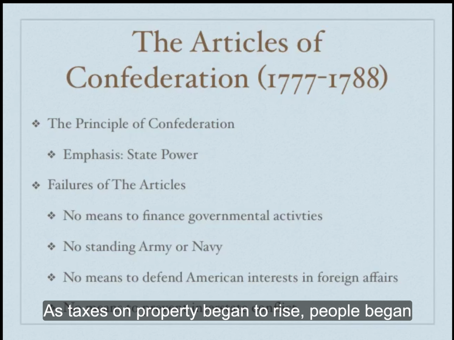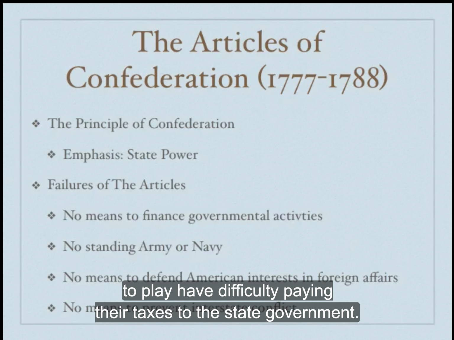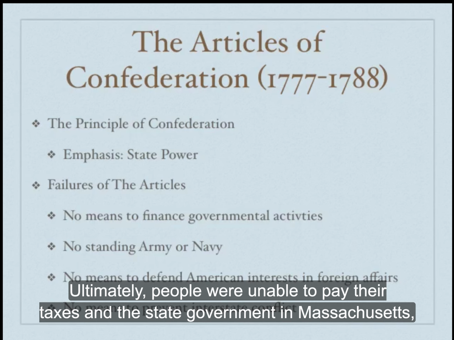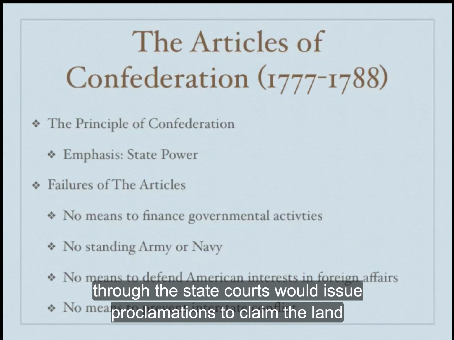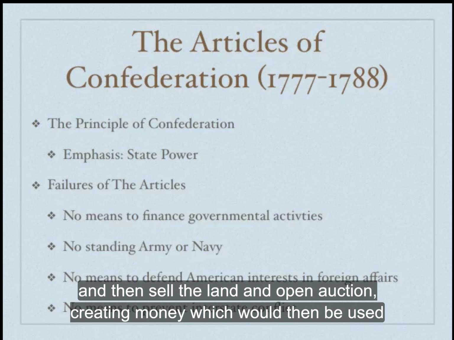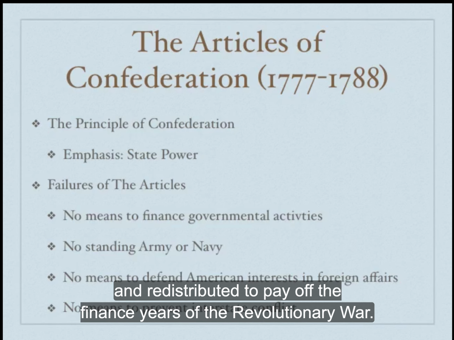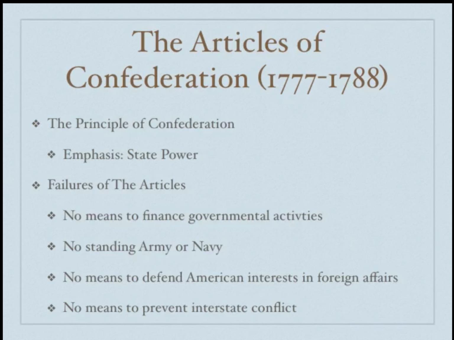As taxes on property began to rise, people began to have difficulty paying their taxes to the state government. Ultimately, people were unable to pay their taxes, and the state government in Massachusetts, through the state courts, would issue proclamations to claim the land and then sell the land in open auction, creating money which would then be used and redistributed to pay off the financiers of the Revolutionary War.